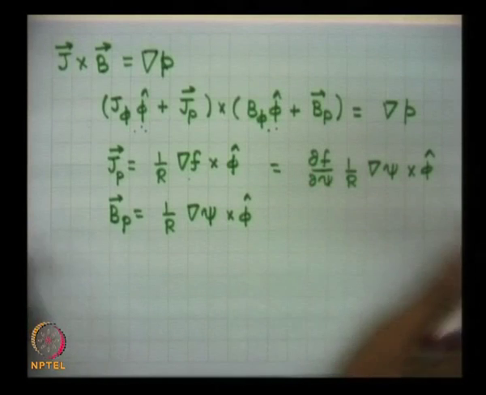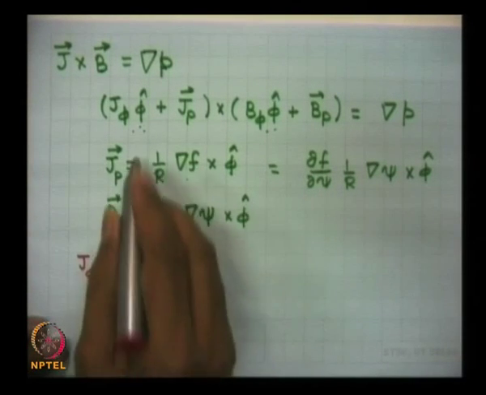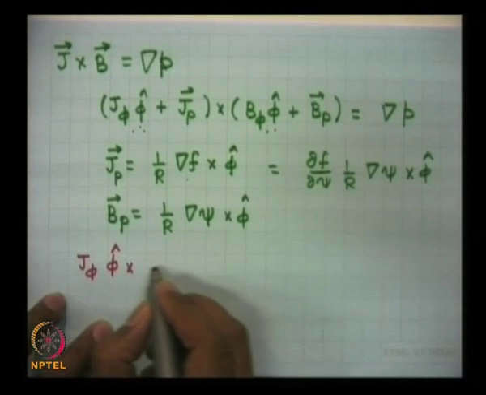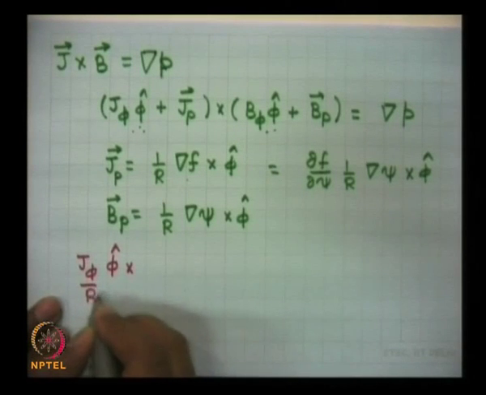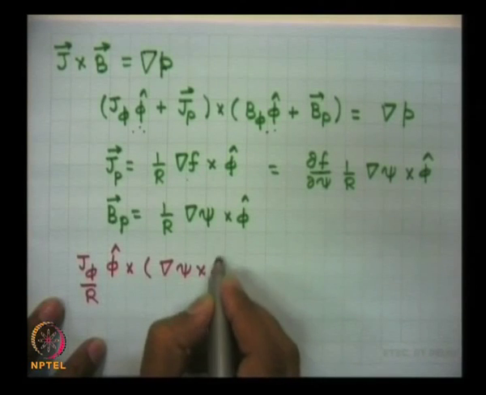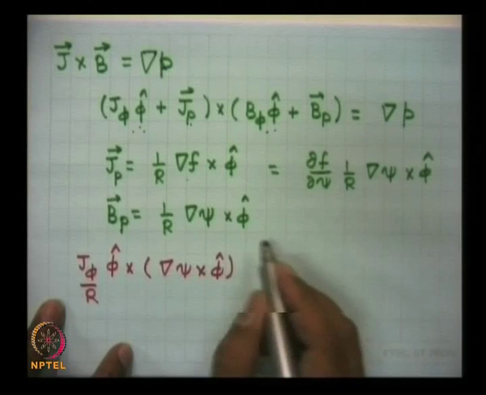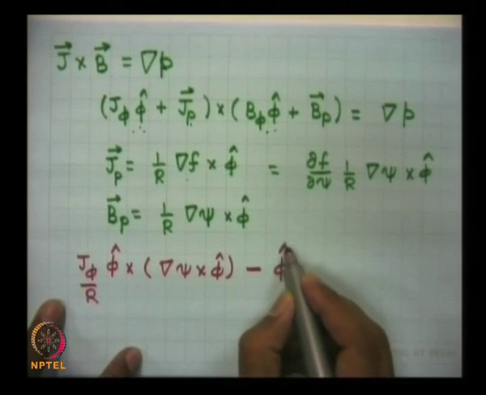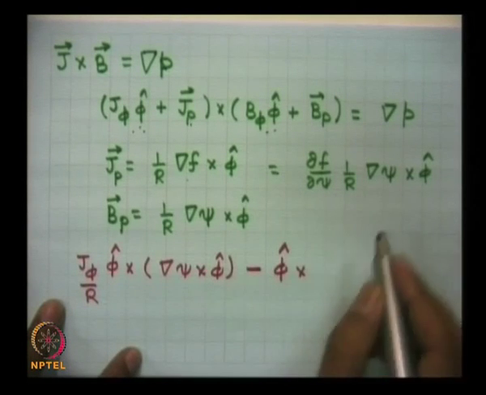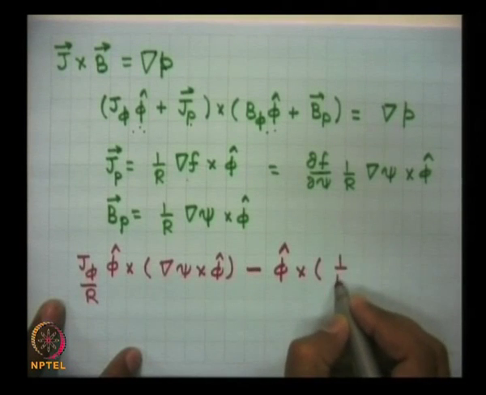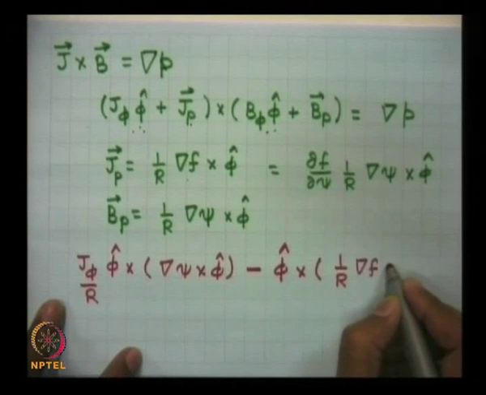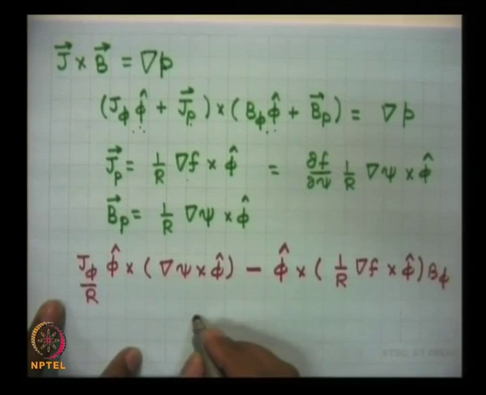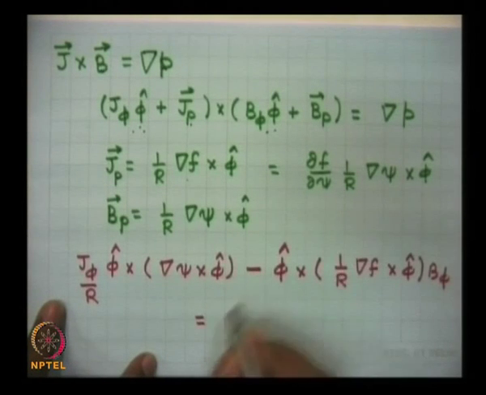as this cross this, so J phi, and phi cross BP, BP is this term, let me write down BP as 1 upon r, so this is grad psi cross phi cap, and then this crosses with this. Now this is JP cross phi cap, which I can write as minus phi cap cross JP. So JP, I will write down this expression, JP is 1 upon r grad F cross phi cap, and then there was B phi left out, so B phi, and this is equal to right hand side grad P.